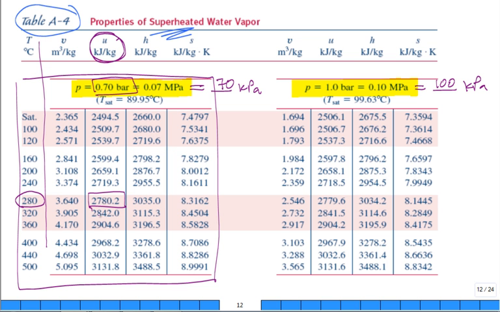Okay. Why do they stop this table? Well, they could keep going, but usually the applications for steam aren't too many where it's a lot higher than 500 degrees C at those pressures.